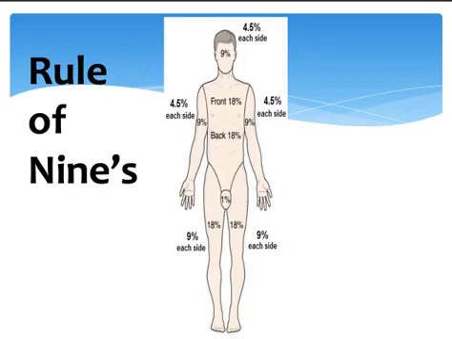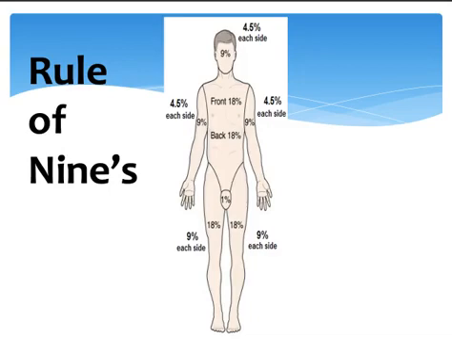If our example said that the anterior right arm was burned, then how much are we going to count for that? That's right, 4.5. Because if the whole arm is 9 and only the anterior is affected, then that's half of that, which is 4.5. Let's move on down.